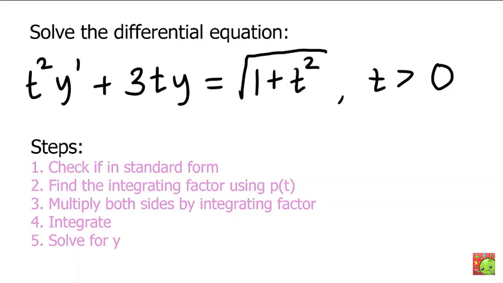Today we're doing another example of solving first-order linear differential equations using integrating factors.